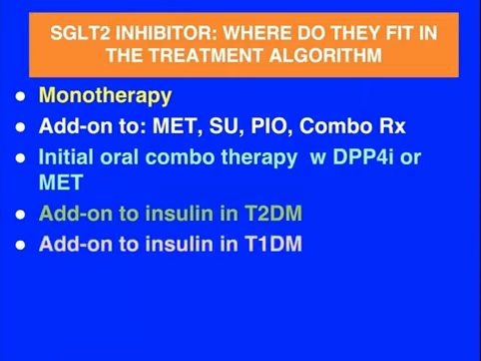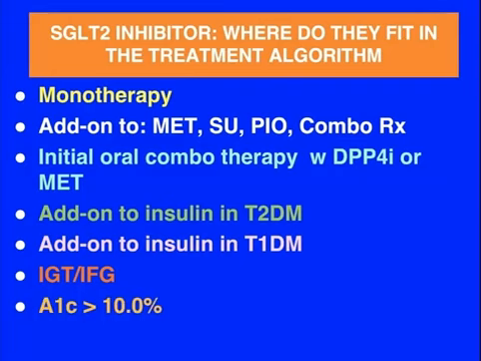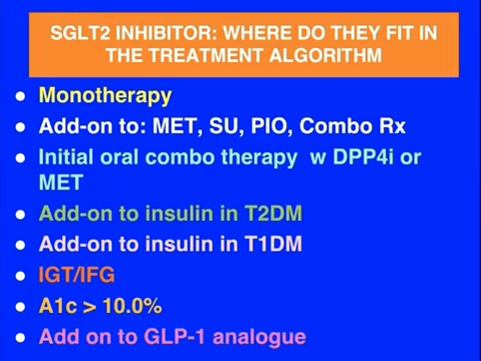In the United States, adding SGLT2 inhibitors to type 1 diabetics is not approved. It is approved in Europe with some pretty significant stipulations. I think it would be effective in IGT and IFG. We currently have a big study that's ongoing to look at this. And the higher the A1C, the higher the glucose, the more glucose you're going to dump in the urine. So the drugs are even more effective the higher the glucose concentration is.